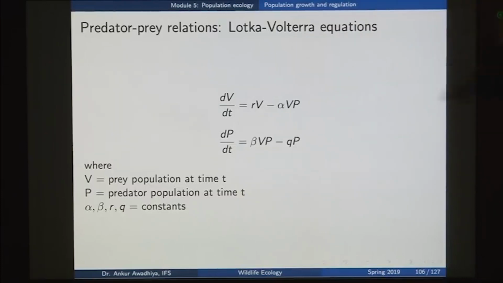So, here you have the Lotka-Volterra equations, in which dV/dt is given by R into V minus alpha into V into P, and dP/dt is given by beta into V into P minus q times P. Now, you do not need to get into the intricacies of this equation, but we just need to understand how these equations help us understand the population dynamics.